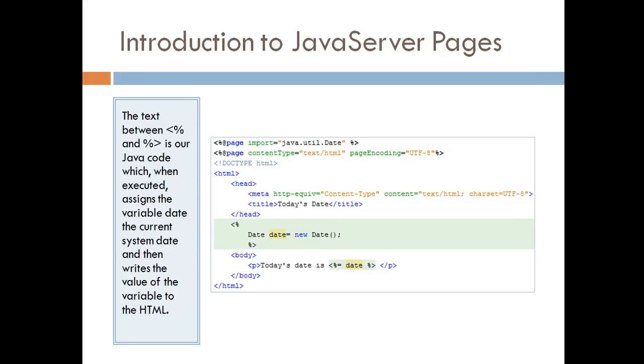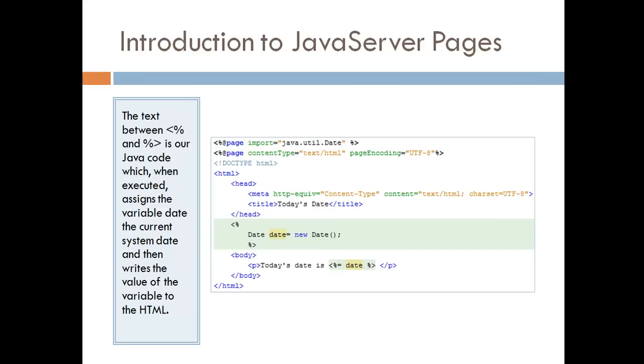Now it's important to note that all of the Java code has to go between special tags. The less than symbol with the percent is the start tag for a JSP element, and that start tag ends with the percent and then the greater than symbol. So it's the start tag and the end tag for a JSP element, and in between those tags is the Java code that's responsible for the logic of the page.